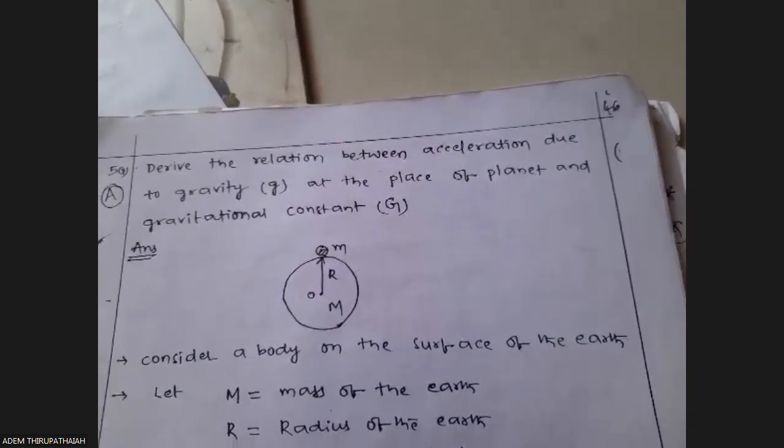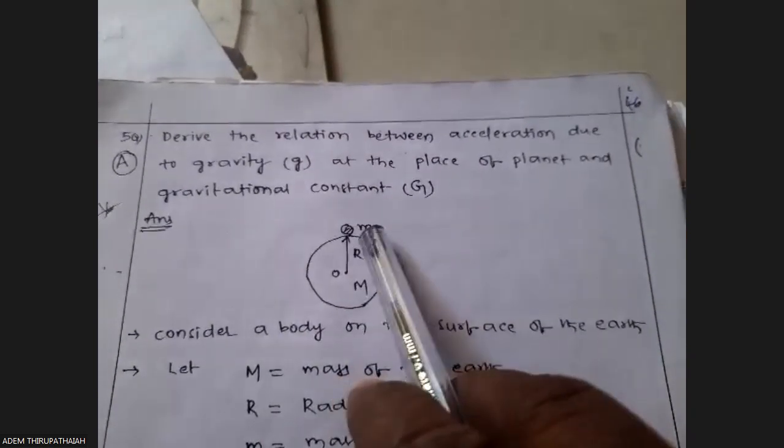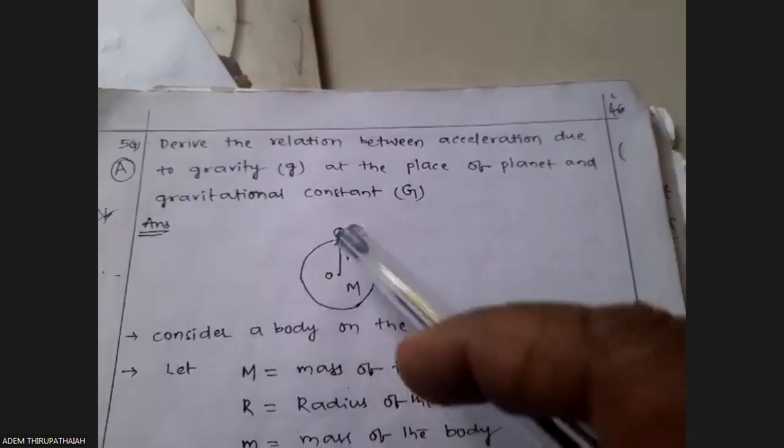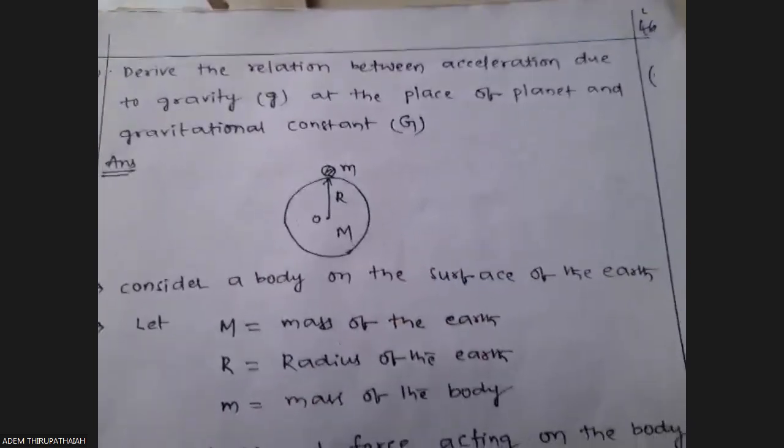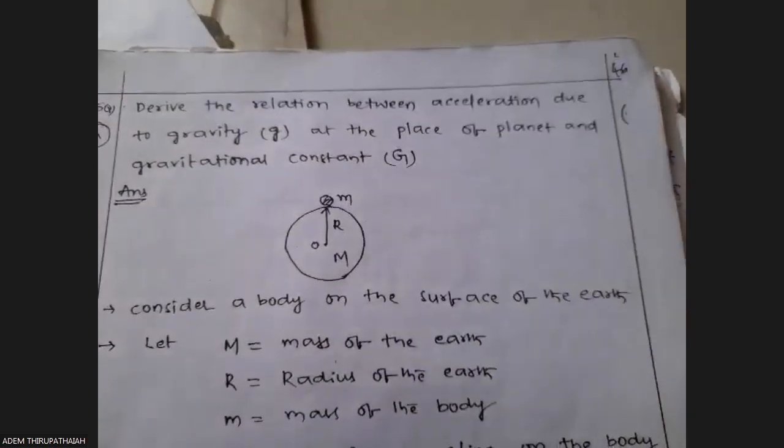Derive the relation between acceleration due to gravity at the surface of a planet and gravitational constant G. This is the Earth. O is the center of the Earth. Capital M is the mass of the Earth. Small m is the mass of an object, a body on the surface of the Earth. R is the radius of the Earth.